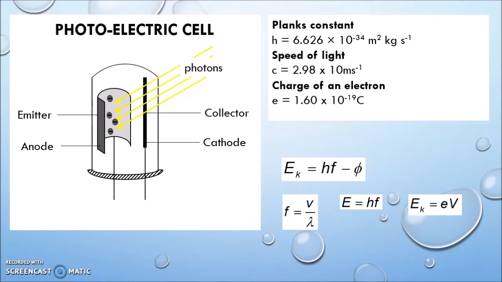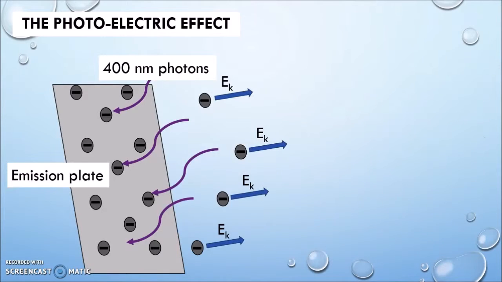Now during this video I'm going to use these constants at the top, Planck's constant, the speed of light and the charge of an electron. If you need to go back and refer to them, just pop back to this part of the video. These are the equations that we need to know for working with photoelectric cell problems as well. And there we go, there's the electrons being emitted.